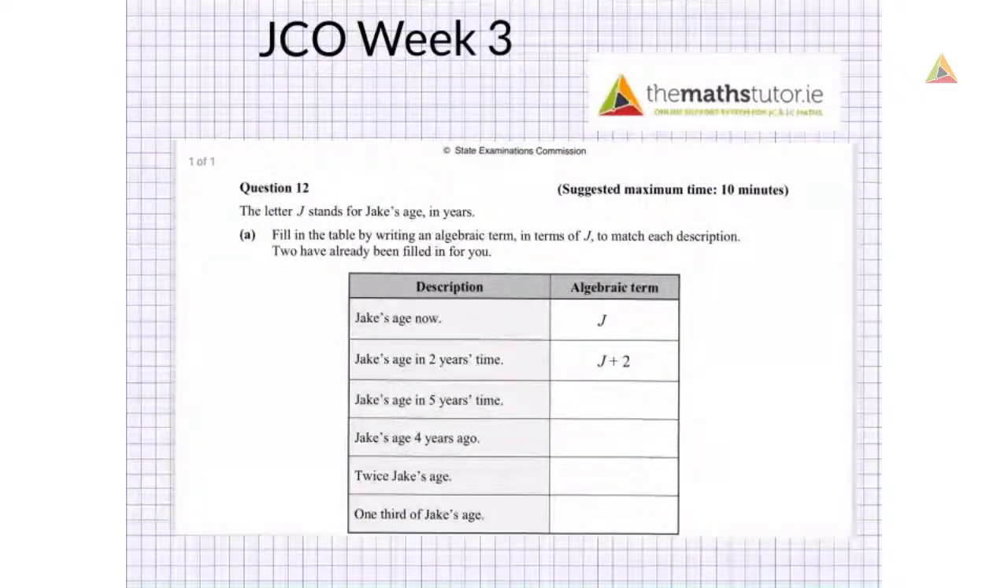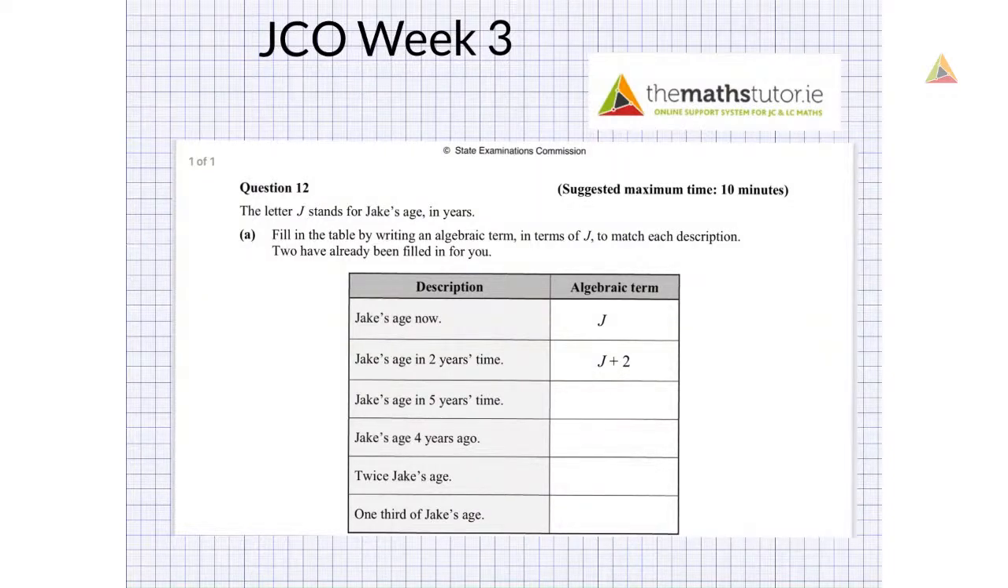If we look at this question, the letter J stands for Jake's age in years. Fill in the table by writing an algebraic term in terms of J to match each description. 2 have already been filled in for you. So Jake's age now is J. Jake's age in 2 years' time is going to be J plus 2, because it's plus 2 years added on to what his age is now, which is J.